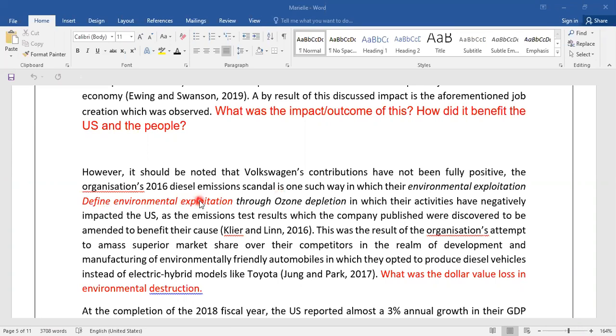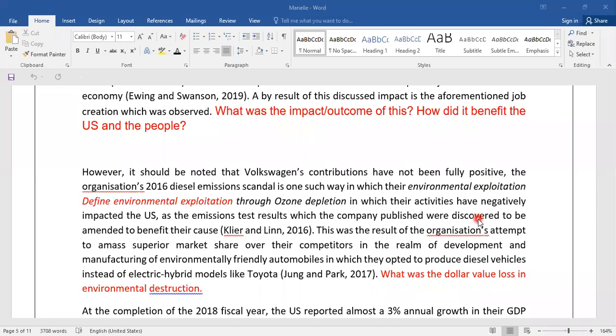So I think this is the point she's making. Diesel emissions, there's a diesel emissions scandal in which there was environmental exploitation. So here, Mariel, a good opportunity to say what is environmental degradation or environmental exploitation, get a nice modern definition from the UN or something like that, through depletion of the ozone layer. And not only that, Mariel, it was breach. One could argue a legal breach, because they falsified in many countries. They understated the level of carbon monoxide coming out from their vehicles.